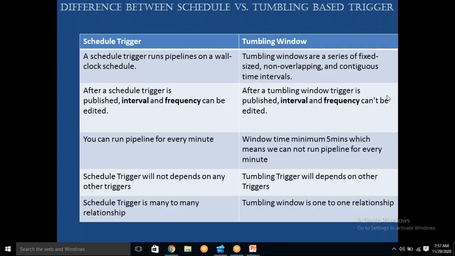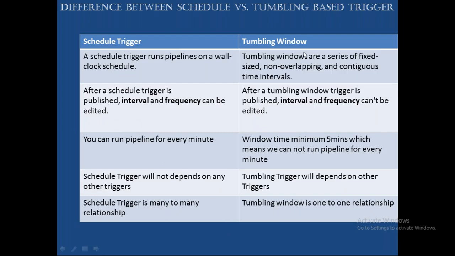One more difference is backfill is not possible in the schedule trigger, and in tumbling window it's possible. Oh, that historical data we can process. Yes, backward data, that is nothing but historical data, we can process in tumbling window, but in schedule trigger we cannot process that historical data. Okay.